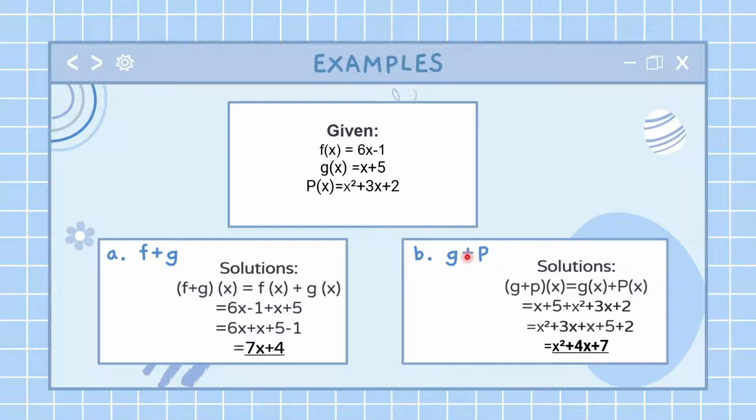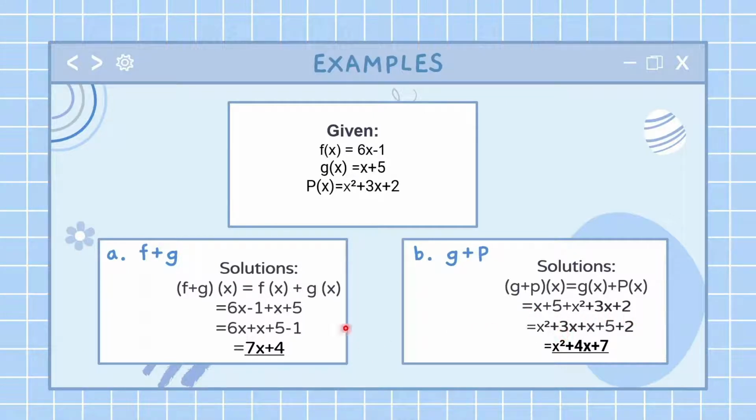We have here g plus p. We have the solution here. g plus p of x is equal to g of x plus p of x. Same thing we did in example A. We just need to substitute it with the value in the given. So g of x is x plus 5, put that there. And p of x is equal to x squared plus 3x plus 2. We just put that right there beside x plus 5. So we will end up with x plus 5 plus x squared plus 3x plus 2.